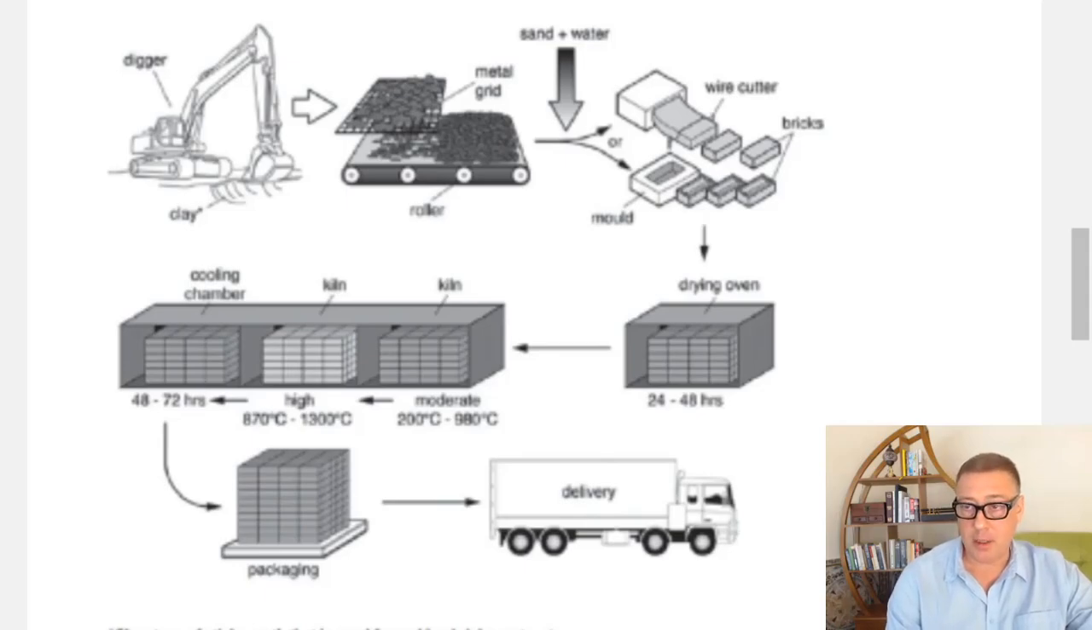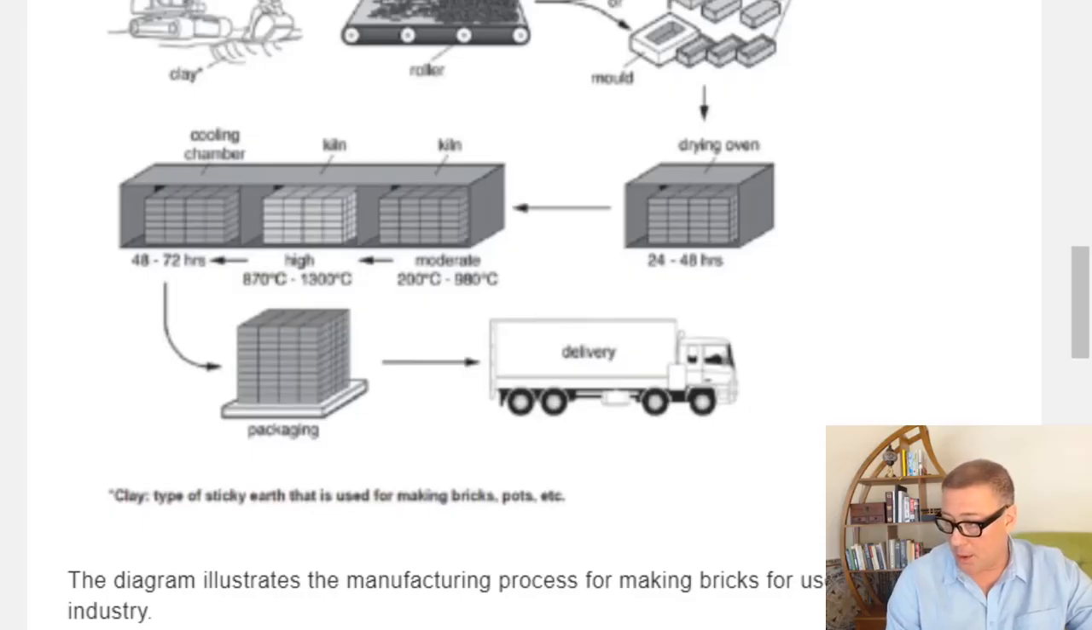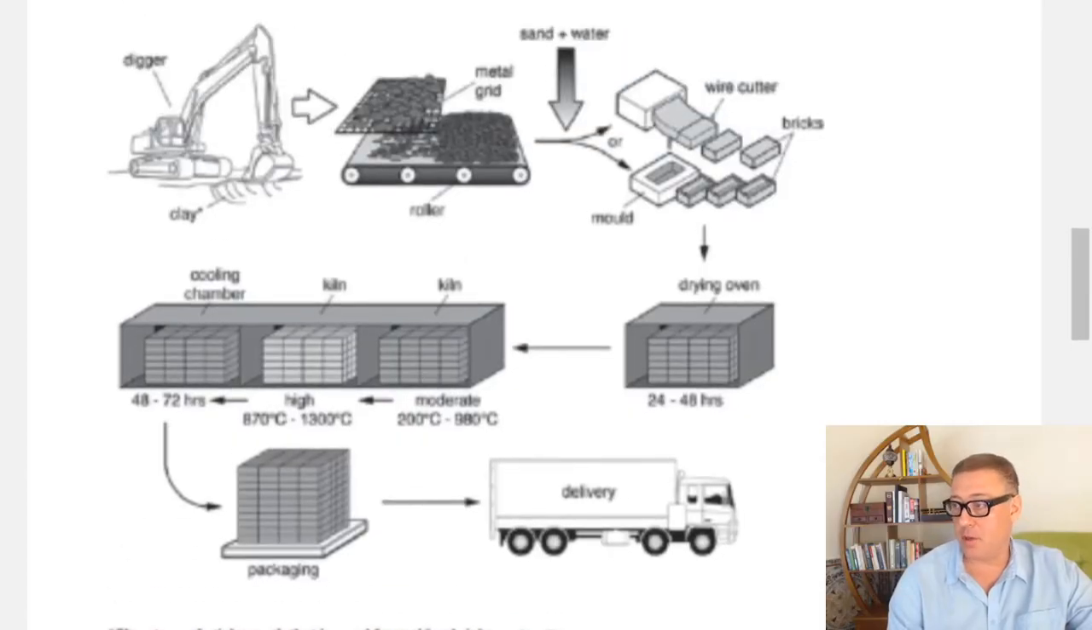So there's quite a lot of vocabulary here. Again, digger, clay, metal grid, roller, sand and water, wire cutter. You should be using all of this vocabulary in your report because that's the clearest way to express these concepts. Occasionally you'll see the asterisk below clay, type of sticky earth that is used for making bricks, pots, etc. So if they use some vocabulary they think that most people won't know, they'll include a brief definition of that.